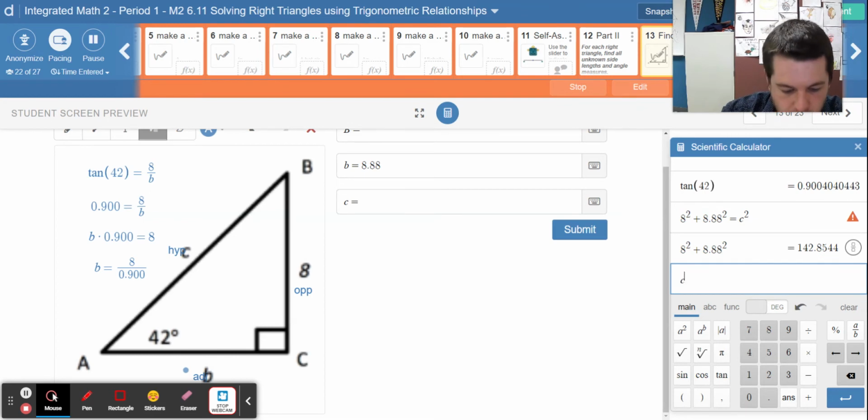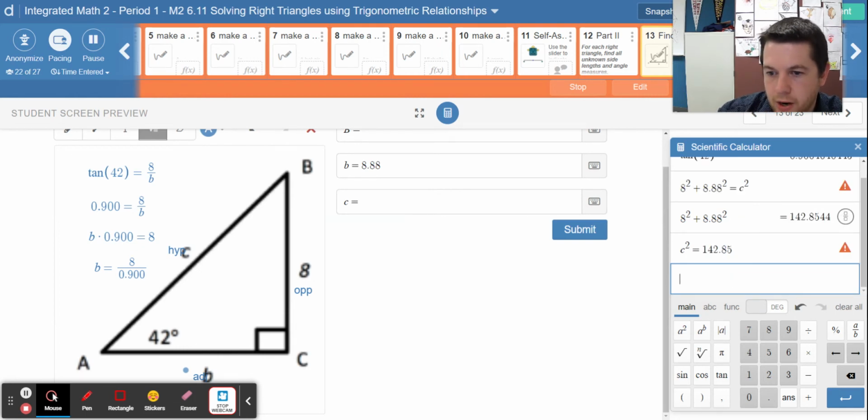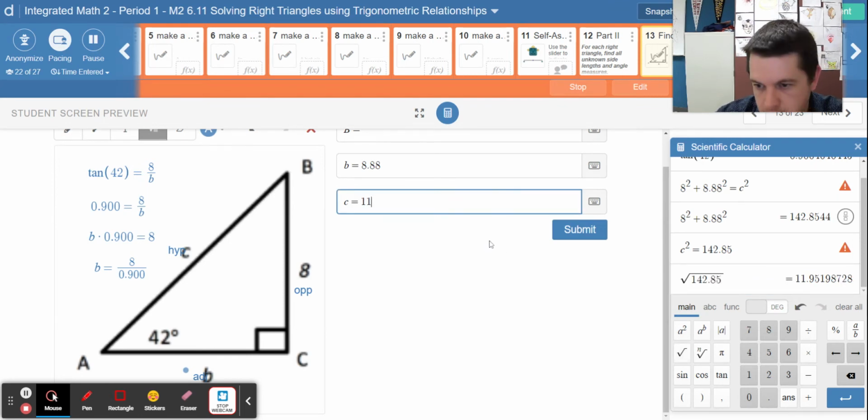So now I know that c squared is equal to 142.85. So to get just c, I would square root that number, 142.85. And now I know my c is 11.95. Okay, that's fine. So now we know the side length is 11.95.